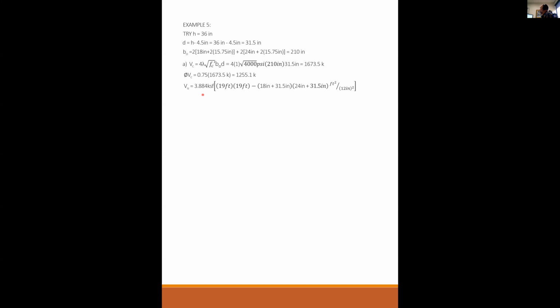Okay, so let's run with it for a moment. So again, the shear demand is qu times the whole footing minus the hole in the middle. And now we're at 1345.4, and it still doesn't work. 1345.4 is greater than 1255.1. 36 is still not good enough. Let's try 40. A spreadsheet would really come in handy about now.